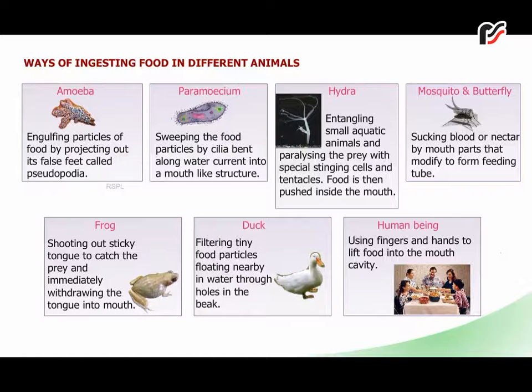Mosquito and butterfly, sucking blood or nectar by mouth parts that modify to form feeding tube. Frog, shooting out sticky tongue to catch the prey and immediately withdrawing the tongue into mouth. Duck, filtering tiny food particles floating nearby in water through holes in the beak. Human being, using fingers and hands to lift food into the mouth cavity.